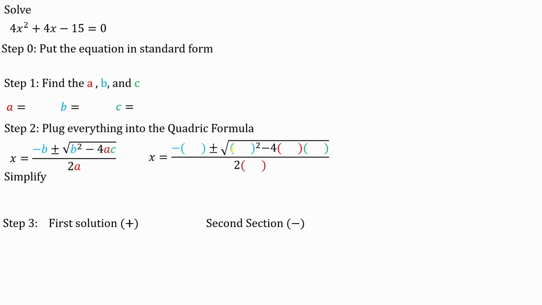The last problem, 4x squared plus 4x minus 15 is equal to 0. Right now it's already in standard form. My a is 4, my b is 4, and my c is negative 15. I plug it into my quadratic formula. X is equal to negative 4 plus and minus radical 4 squared minus 4 times 4 times negative 15 all over 2 times 4. I now need to plug this into the calculator.